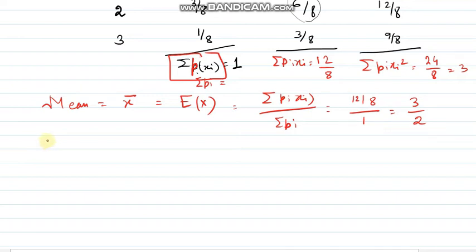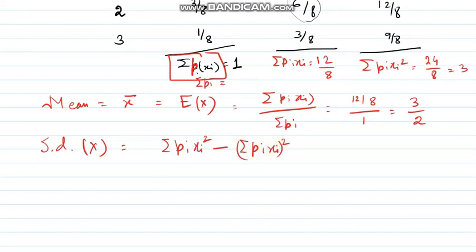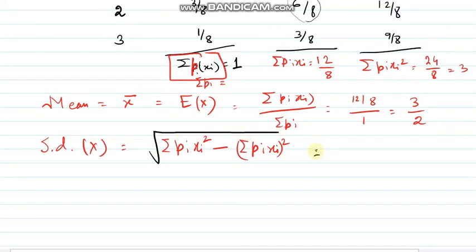Now if we need to find the standard deviation of x, the formula will be the square root of summation pi xi square minus summation of pi xi whole square. If you know the formula for standard deviation, just here we are not dividing by summation pi, because we know summation pi is equal to 1.